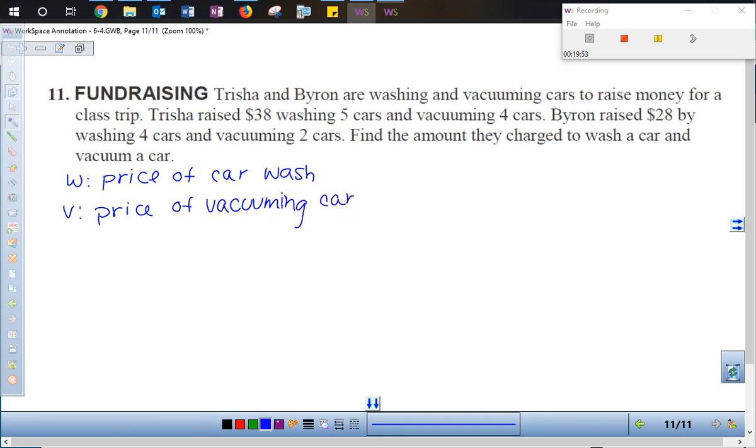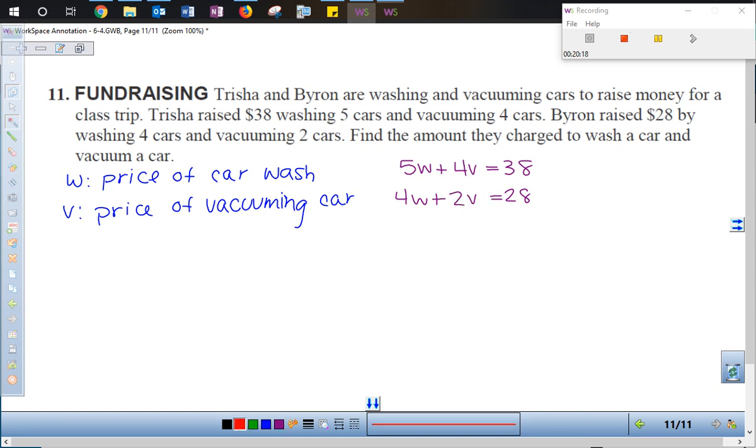Now, let's come up with two equations. It says Tricia raised $38 washing 5 cars, so that's going to be 5W, and vacuuming 4 cars, so 4V, and she made $38. Byron raised $28 washing 4 cars and vacuuming 2 cars.